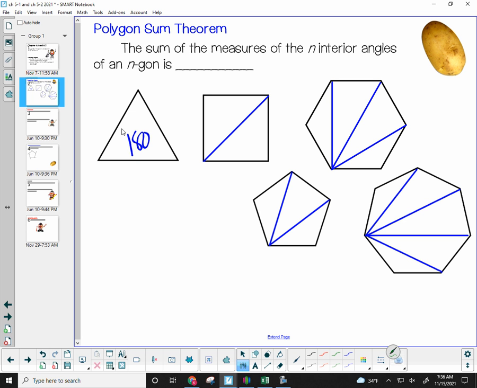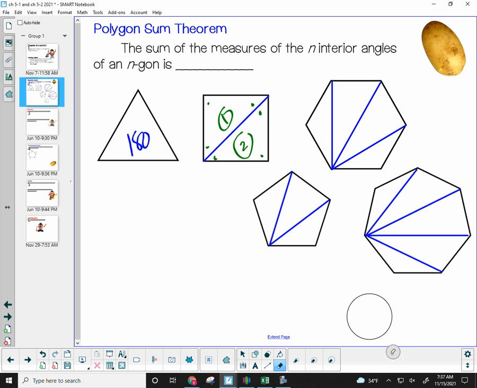Now look at what happened here. When I drew this diagonal, I created two triangles, right? 1, 2, two triangles, but the angles of those triangles end up all being in the angles of the overall polygon. I didn't create some crazy triangle in the middle where those three angles don't end up being part of the overall polygon.